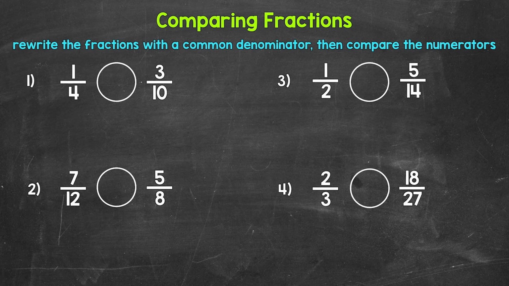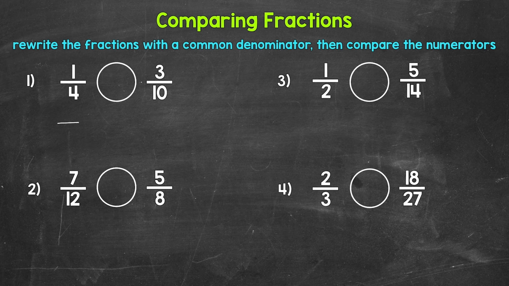Now, the first thing that we want to do when comparing is see if we have a common denominator between the fractions. If yes, the fractions do have a common denominator, then just compare the numerators. Now, if we don't have a common denominator, we need to find one and rewrite or rename the fractions with that common denominator. Then we can compare the numerators. So for number 1, our denominators are 4 and 10. The least common denominator for 4 and 10 is 20. So let's rename these fractions with that denominator of 20.